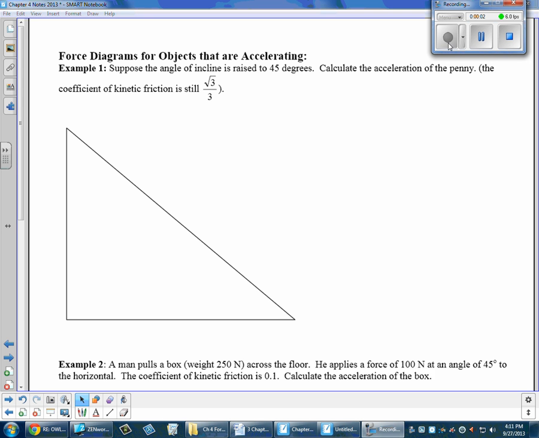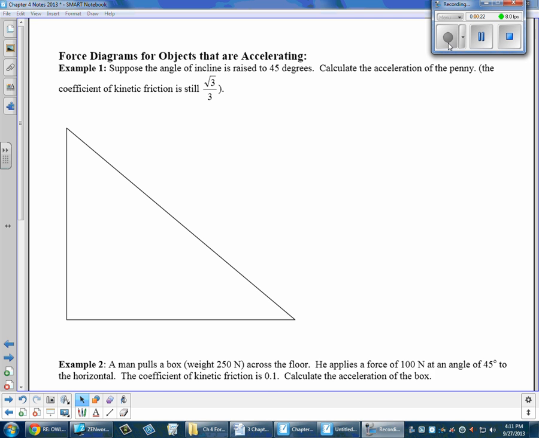In this podcast, we'll look at force diagrams for objects that are accelerating, and we'll apply Newton's second law, F equals ma, in order to calculate the acceleration of various objects. Let's look at example 1. Suppose the angle of incline is raised to 45 degrees. Calculate the acceleration of the penny.